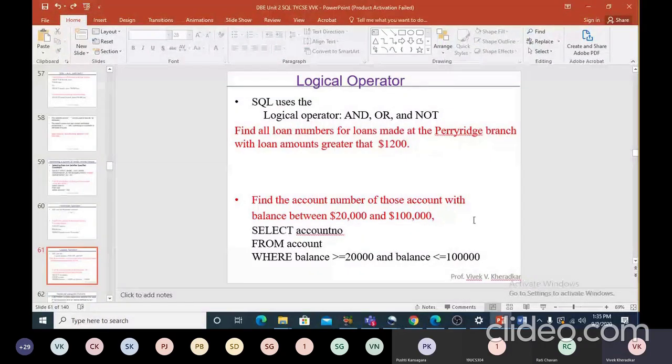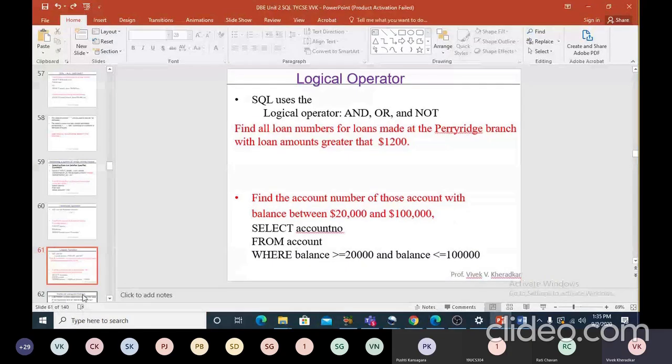Obviously, two conditions are given, one with greater than 20,000 and one with less than 1 lakh. So that's why the table required is account. So the answer is select account number from account where balance greater than 20,000 and balance less than 1 lakh. So it will display all the accounts whose balance is between 20,000 and 1 lakh. Okay, are you getting it? Yes, sir.